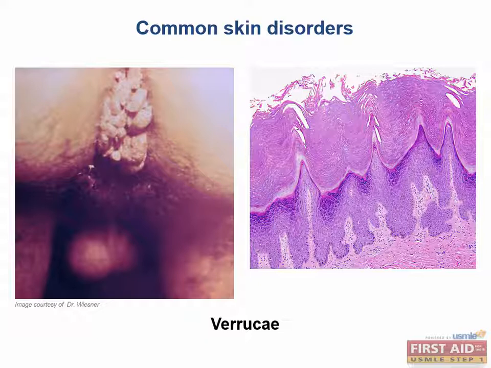What are verrucae? They're warts. These are soft, tan-colored, and cauliflower-like. If you look at them under microscopy, they show epidermal hyperplasia, or hyperkeratosis, as well as koilocytosis. Sometimes they are described as looking like church spires.